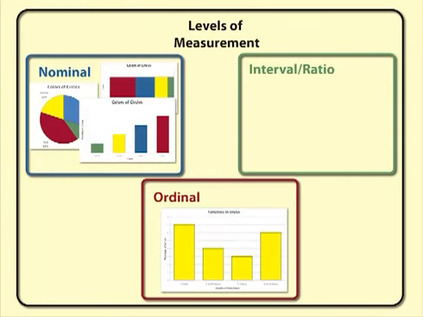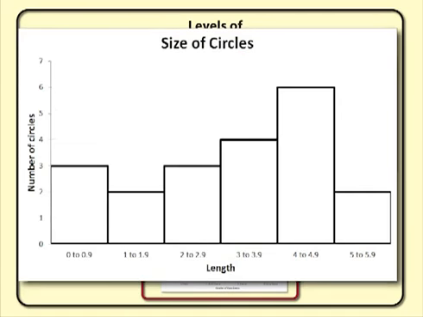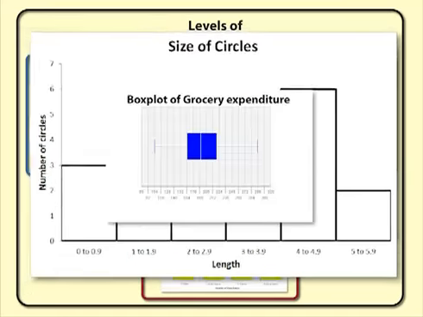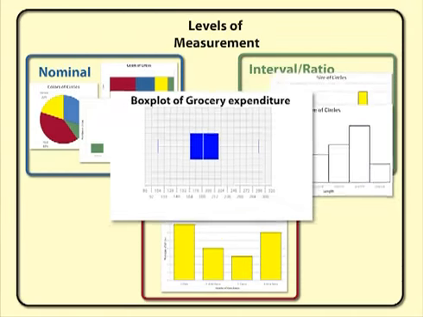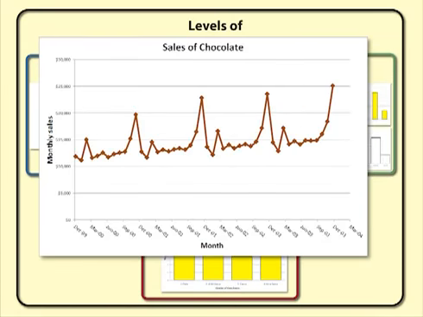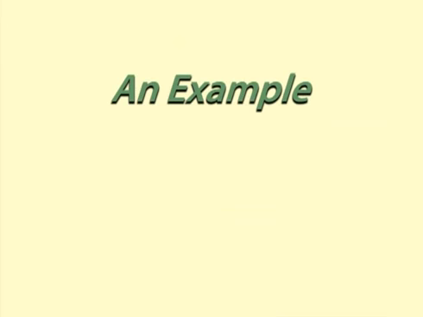Interval ratio data is best represented in a bar chart or a histogram. For these, the data is grouped. Box plots illustrate the summary statistics for a variable in a neat way. Data which occurs over time is best displayed as a line chart. Here is an example using different types of data.